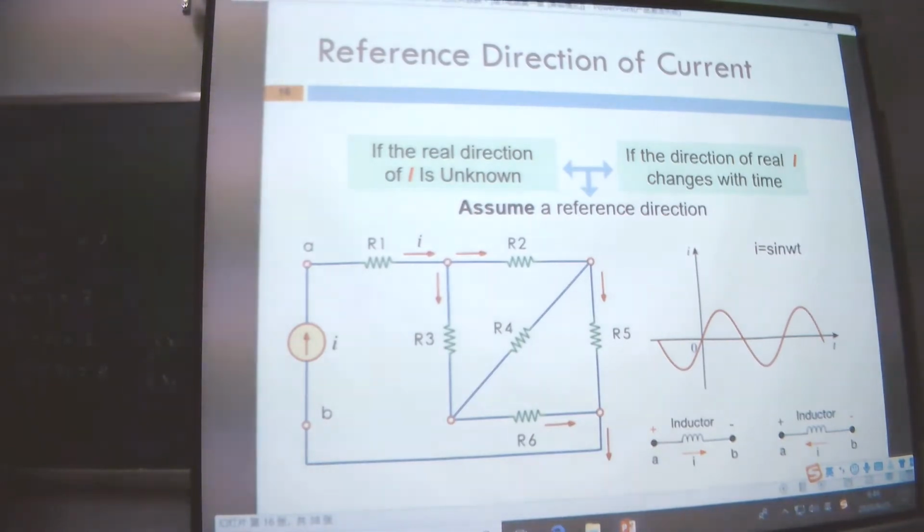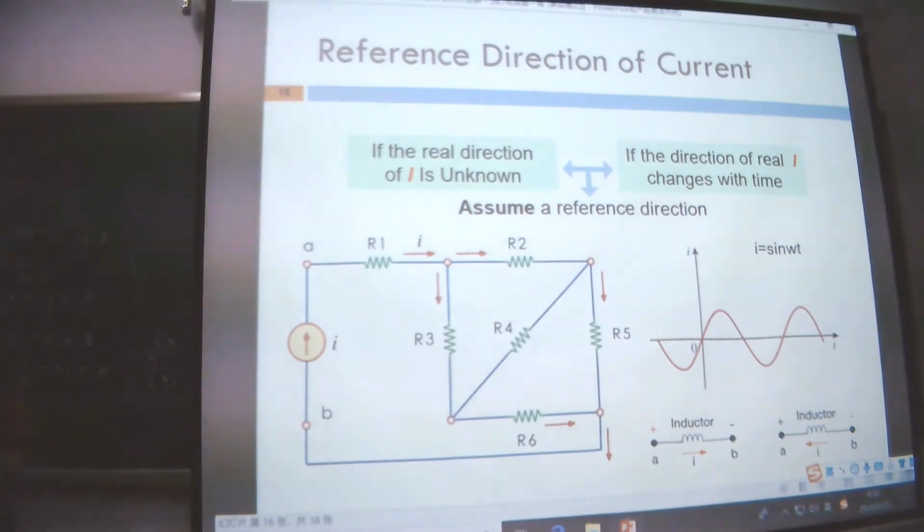Think. If we calculate I equal to minus 2 here, what does this mean? It's opposite to the reference direction, right? So we don't need to care about the real one because we can use the reference direction, and if the reference direction is the same as the real one, it's positive. If it's not the same one, it's negative. So from the mathematical perspective, we don't need to care about the real direction, right? We just care about the reference direction.